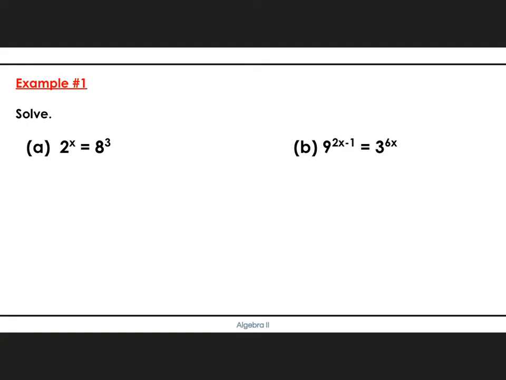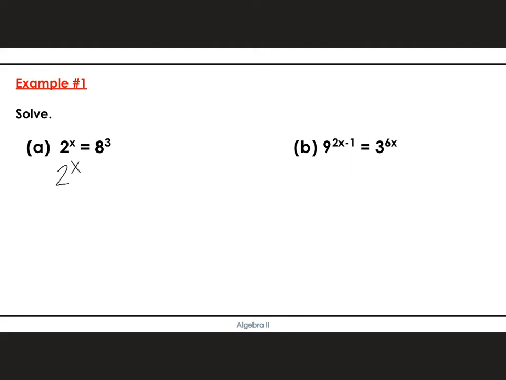The first example says that 2 to the x is equal to 8 to the third. Now, here's the issue. When we talk about the property of equality, the base for both of them was b. But in this case, we have one base that is 2 on the left and then one base that is 8 on the right. So in order to solve, we have to get the bases to be the same on both sides. On the left, we have 2. 2 is a prime number. Let's leave that as 2 to the x.